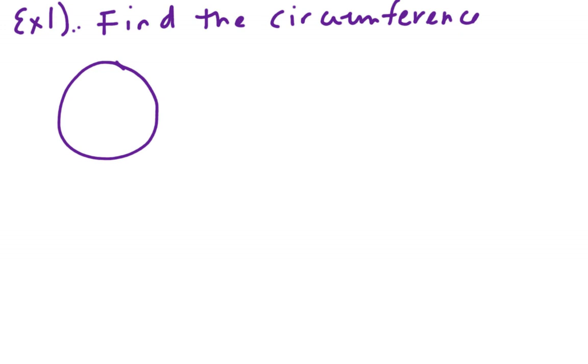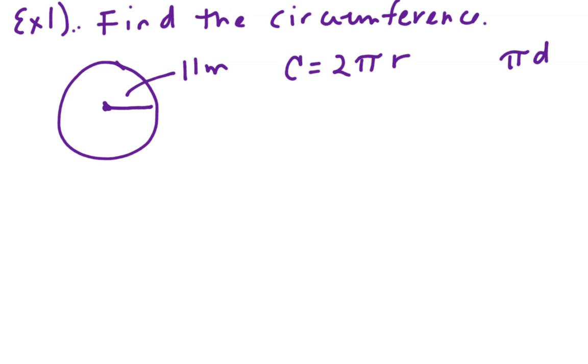Okay, example 1. Find the circumference. And the problem is going to be a circle with radius. I'm going to draw a radius from the center out. And that is 11 meters. I'm reading the book, so I have to look over my shoulder. Okay, so the circle that I've drawn has a radius of 11 meters. So I know that circumference equals, I like 2 pi r instead of pi d. If you want to use pi d, that works as well.